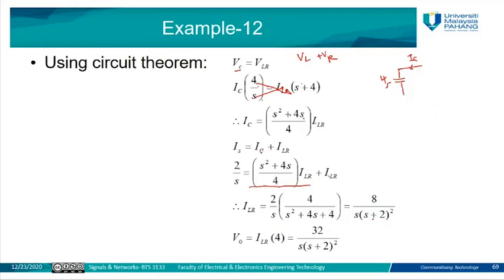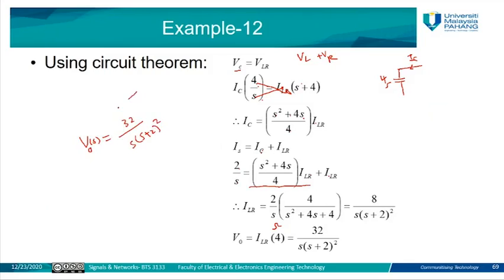I just substitute. After I solve this equation for ILR, I find ILR equal to 8 over S times (S plus 2) all squared. I multiply by 4, which is the value of the resistor in ohms, so I can find the value of V out. Now we can calculate the value of V out in the S domain, which is V out of S equal to 32 over S times (S plus 2) all squared.